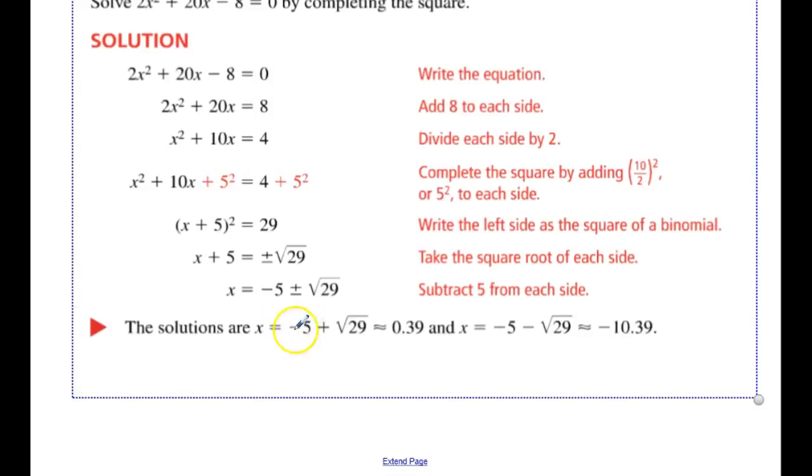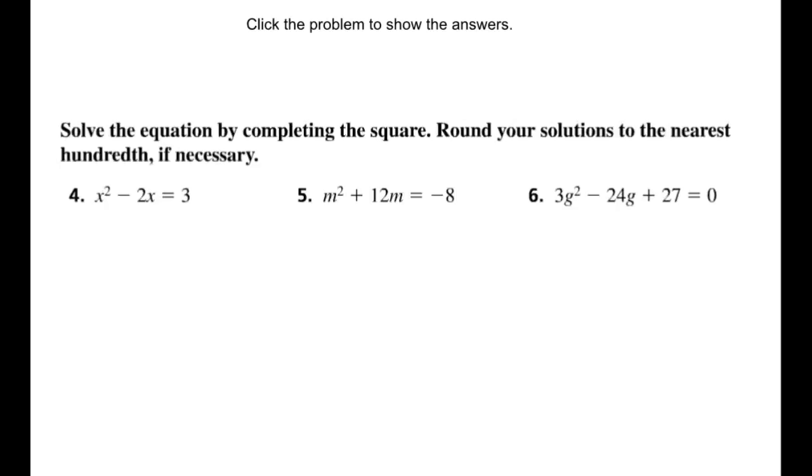My final solution is negative 5 plus the square root of 29 and negative 5 minus the square root of 29. Sometimes you'll be asked for the decimal, and if that's the case, then you can go ahead and put this in your calculator and find the decimal. But if not, go ahead and leave it in this full exact form. So now try these and see how you can do with those. First thing, remember, you want to get that coefficient with your x squared to be 1, and then get the constant over to the right side. Then you can complete the square.